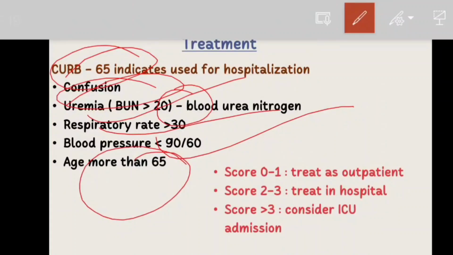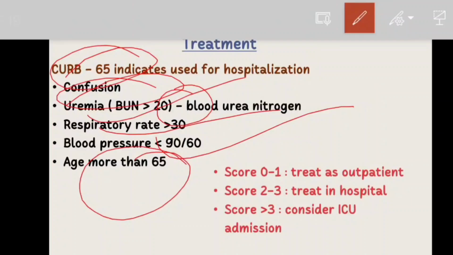For example, imagine a 70-year-old patient who is confused, respiratory rate is 34 per minute, blood pressure is 85 by 55 mmHg. How many points? Age is 1, confusion is 1, respiratory rate is 1, blood pressure is 1. So the total is 4 points. This patient needs ICU admission according to this scoring.